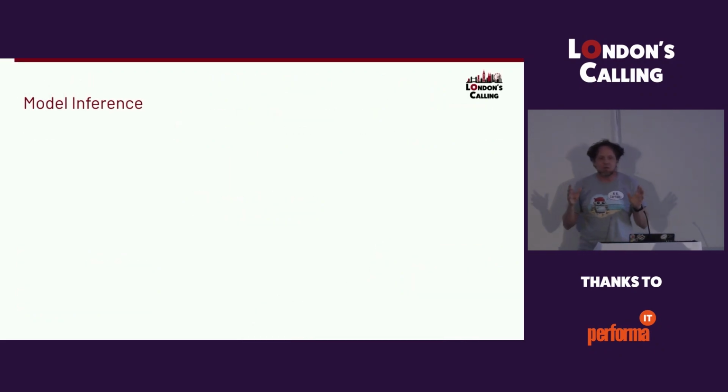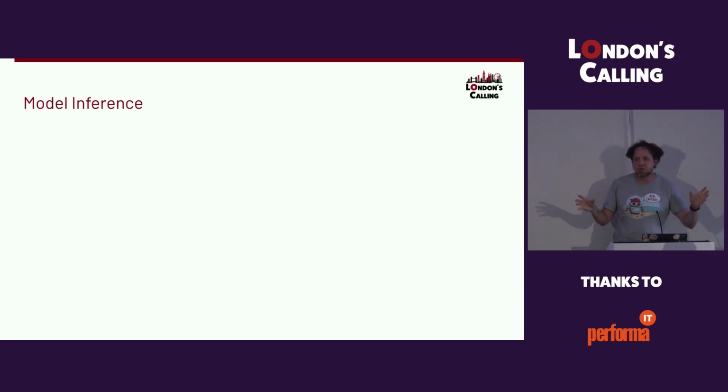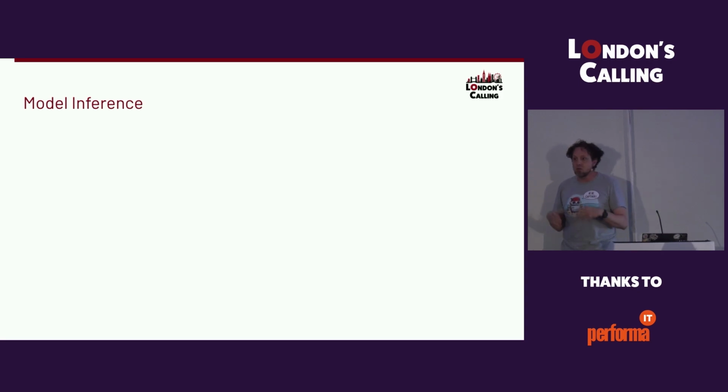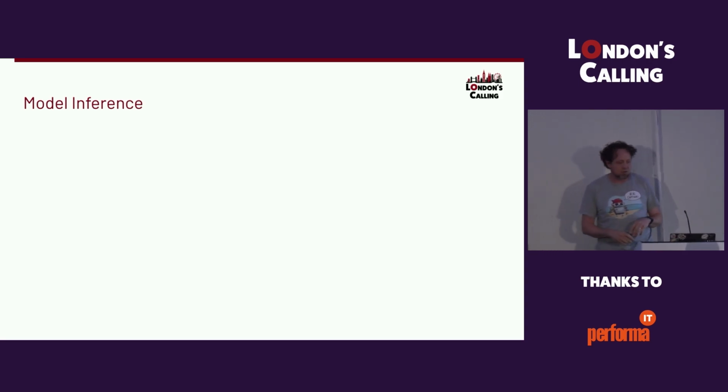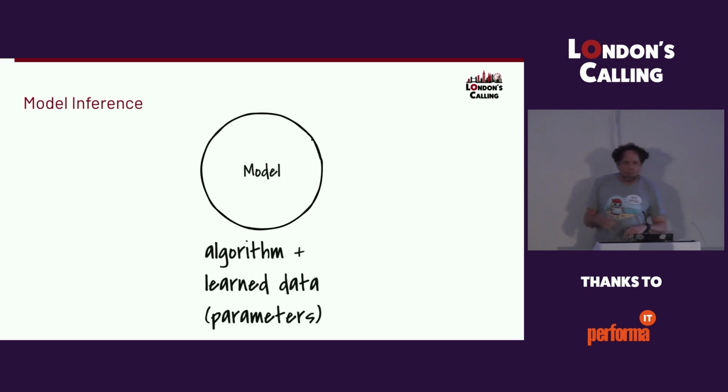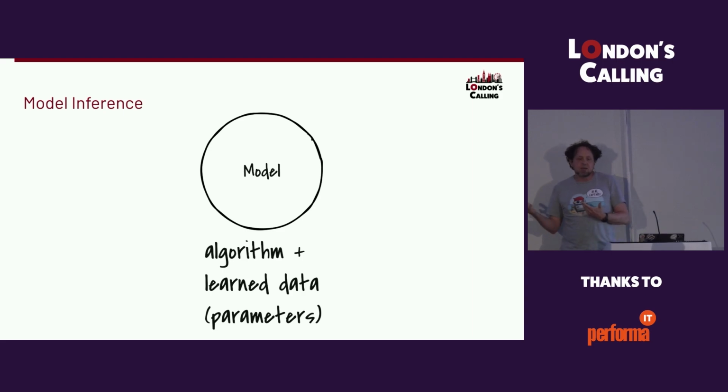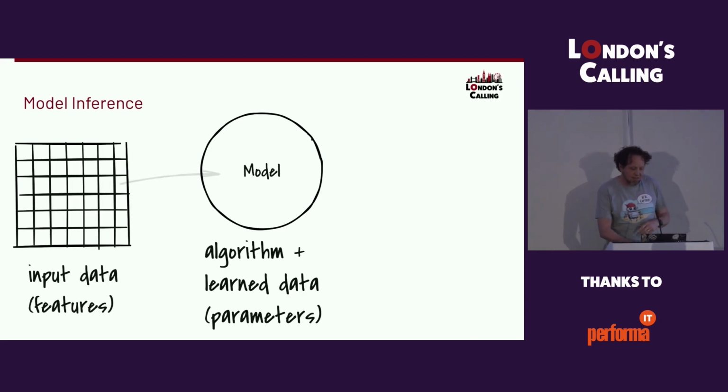But let's actually look at this in a little bit more detail and go through two different phases of machine learning models. One is inference, which is where models make the prediction, and then the other is training, which is the learning part of machine learning. So a model, as we said, is an algorithm, right? So it's some code that gets repeated, right? And then these learned data that are called parameters. And I'll get back to kind of what that exactly means.